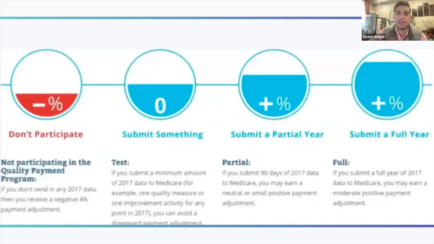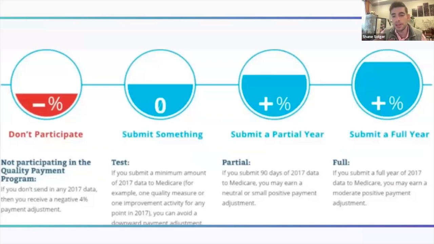So this graph explains how the program generates money and how it pays it out to physicians. MIPS is a net neutral program, so that means that you can't pay out more money than you take in. There's kind of an expectation that a lot of places aren't going to participate at all and that they're forfeiting upwards of 9% of their Medicare reimbursements as a penalty.